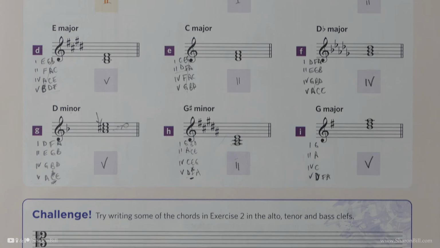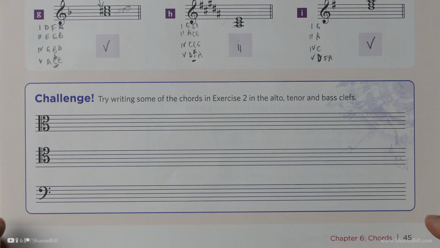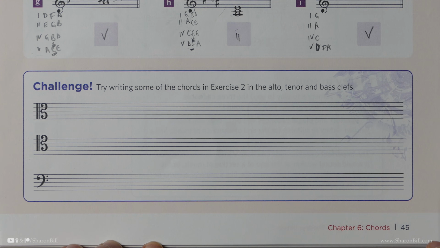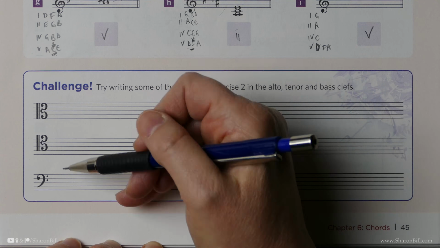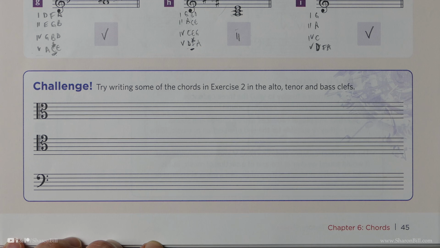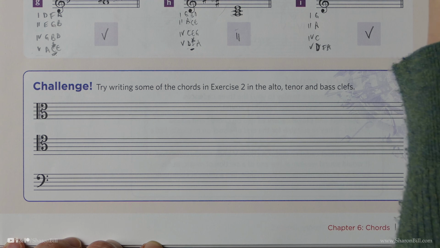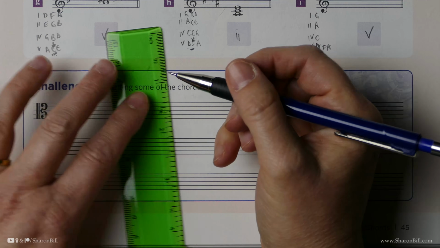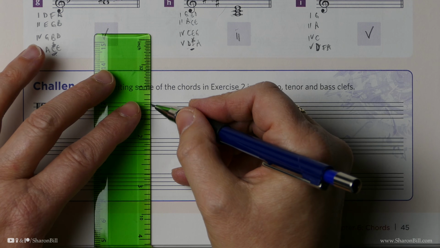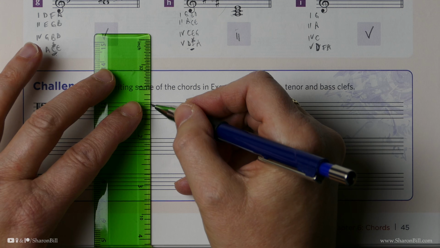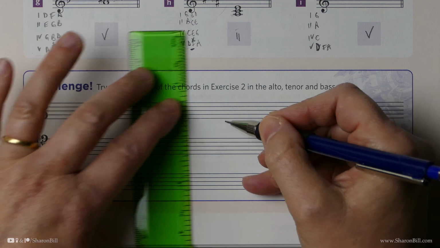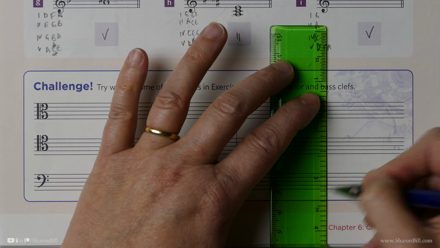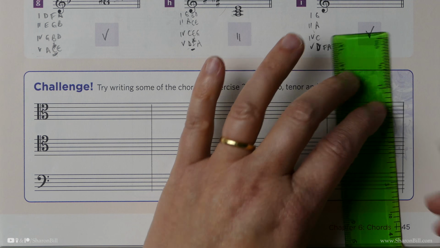And now in the challenge we get the opportunity to write these chords for ourselves, and we get the chance to write them out using lots and lots of different clefs as well. So we can pick any of these chords that we've used in exercise 2. Let's give ourselves some space. We'll perhaps do 4 of each. Do as many as you like really.